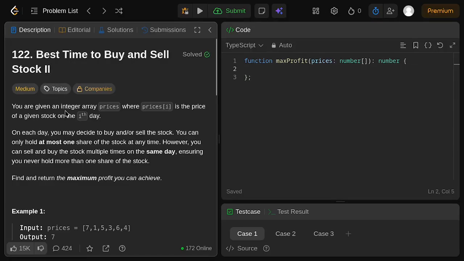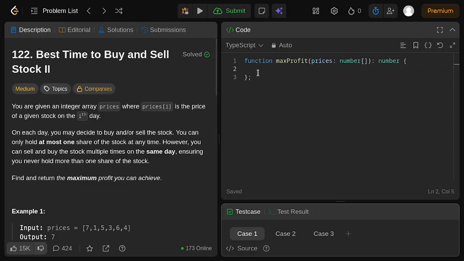We are given an integer array of prices, where the price at a certain index is the price of a given stock on that day. On each day, we may decide to buy and/or sell the stock. We can only hold at most one share of the stock at any time. However, we can sell and buy the stock multiple times on the same day, ensuring that we never hold more than one share of a stock, and find and return the maximum profit that we can achieve.